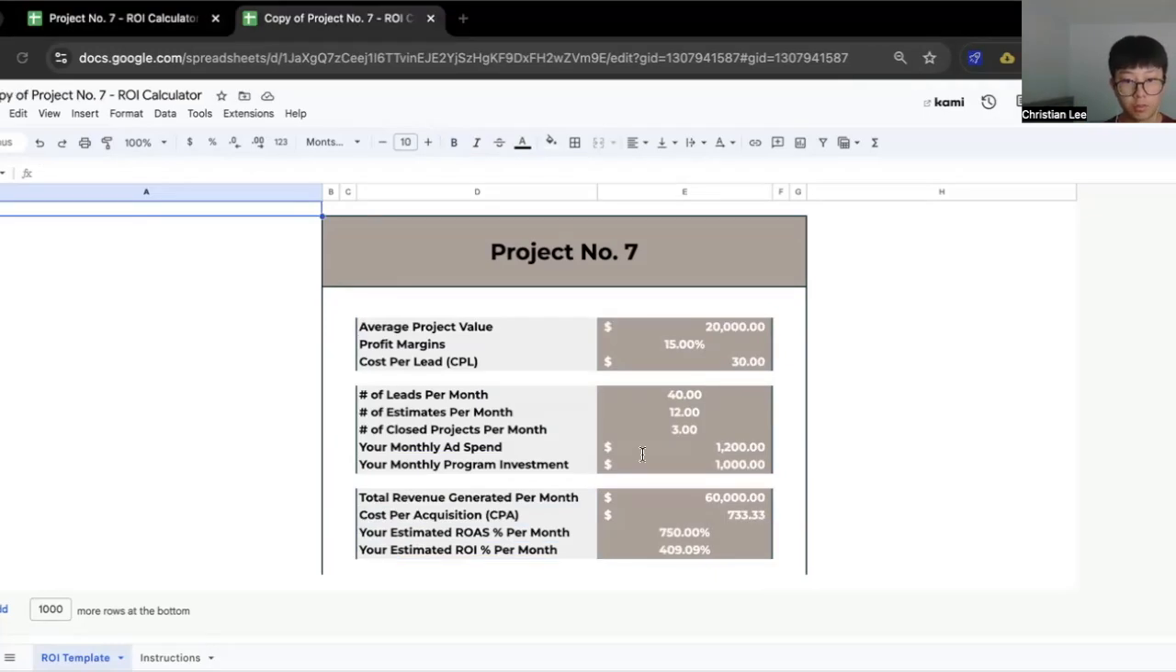So let's actually just plug in some conservative numbers. Let's say that the average project value of a kitchen is 20K. Your profit margins are 15%. You're spending 1,200 a month on ads, and you're currently generating 40 leads a month. That means the cost per lead is $30. Let's say that the leads to appointments conversion rate is 30%, and then the appointments to closing conversion rate, or closing conversion rate, is 25%. So that means you're actually getting 12 estimates a month and 3 closed projects.